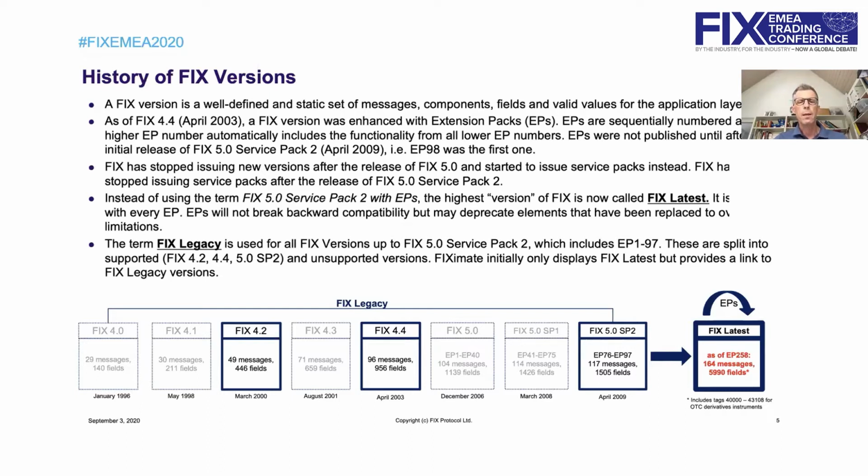And the others are then automatically labeled unsupported versions. In FIXimate, if you go there, it will display Fix Latest, but you're also able then to go to the Fix Legacy versions, which we'll see in a later slide. So back to the numbers, you can see starting out in January 1996 with Fix 4 having less than 30 messages and 140 fields, and also Fix 4.2, which is still very much in use, has less than 50 messages and less than 500 fields. We're now all the way up to, as I said, 164 messages and almost 6,000 fields.